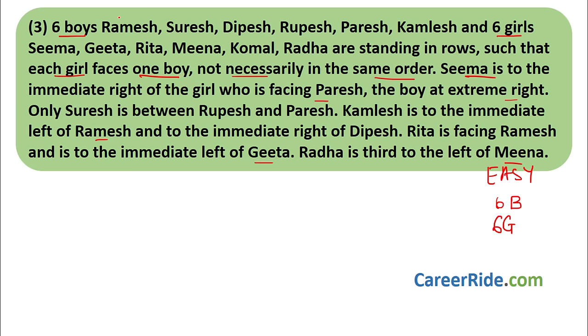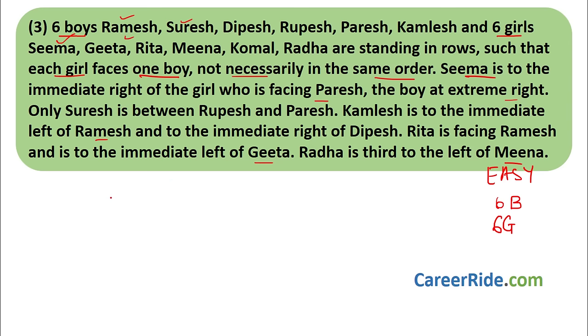That means, it is not necessary that Ramesh is facing Seema and Suresh is facing Geeta and all that. Ramesh might face any of the girls. They are just given the names. It is not the exact order, right? Because if it were the exact order, there would have been no need to calculate everything, and you could directly draw and get the answer, right?